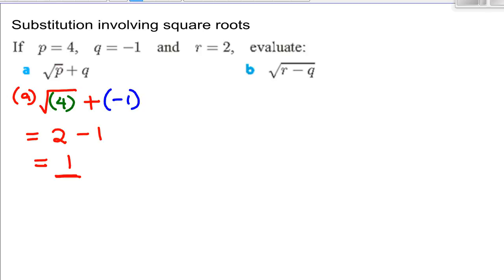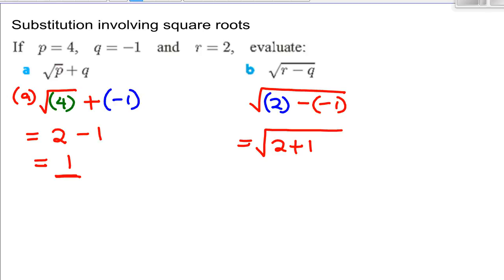In the next question, what I'm going to have is square root of whatever R is. Now R is 2 minus Q, which is -1. So I'll end up with the square root of 2 plus 1, because a negative and a negative give you a plus. These two will give you a plus. So I'll end up with a square root of 3.